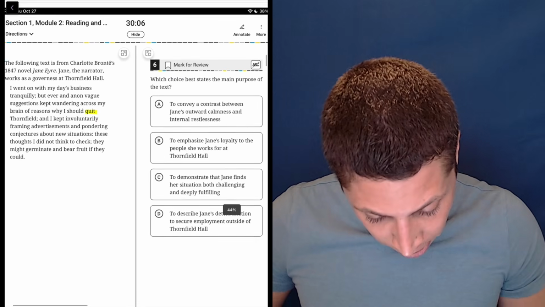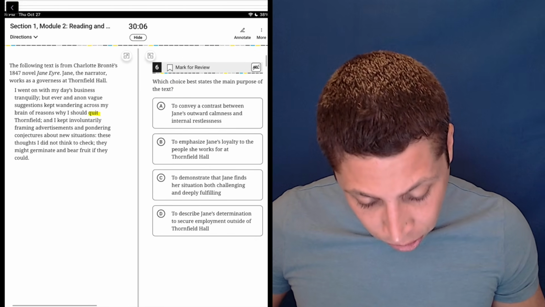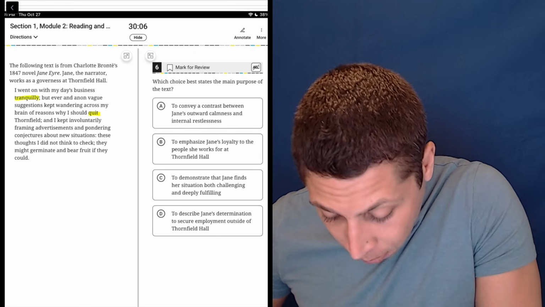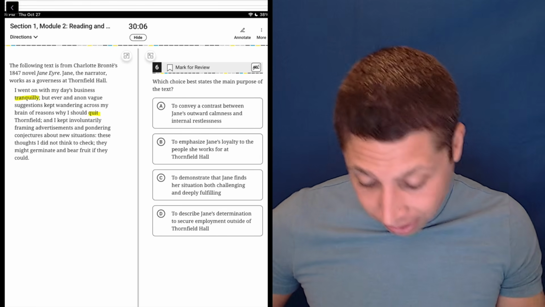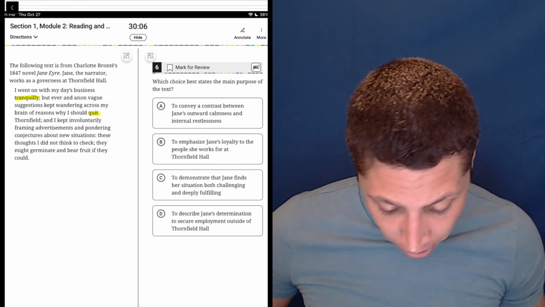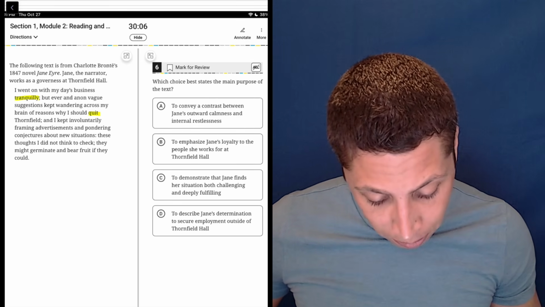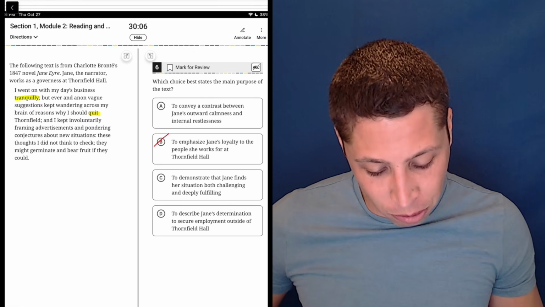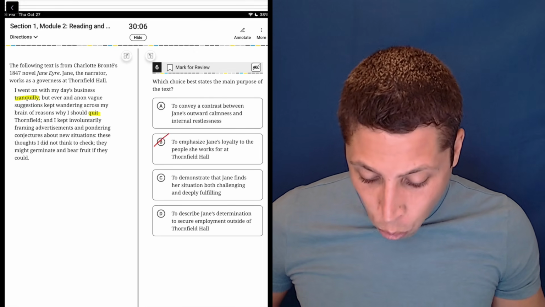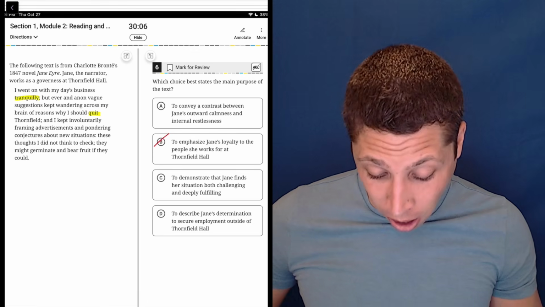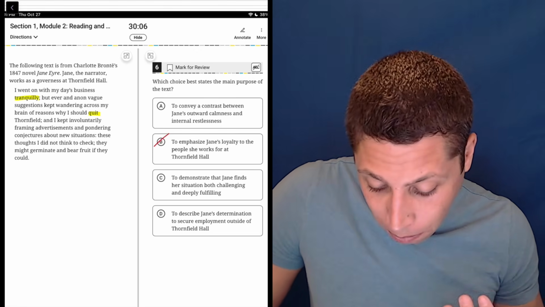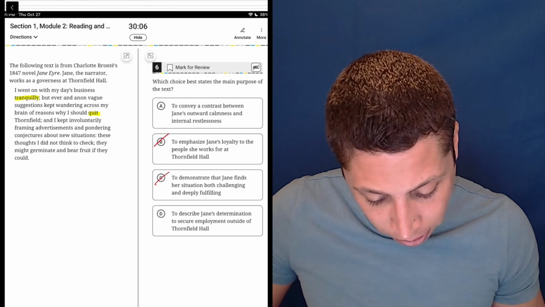All right. So the main purpose is to convey a contrast between Jane's outward calmness and internal restlessness. Well, she is calm, she's tranquil, so that maybe makes sense. And restless, she's thinking about quitting. I don't know, that might work. B, to emphasize Jane's loyalty to the people. No, she's thinking about quitting. No way. To demonstrate that Jane finds her situation both challenging and deeply fulfilling. Well, deeply fulfilling is really, really strong, strongly positive, and just because she's tranquil, that's about the only positive word I get here. The rest is negative, so I don't think that that's right.